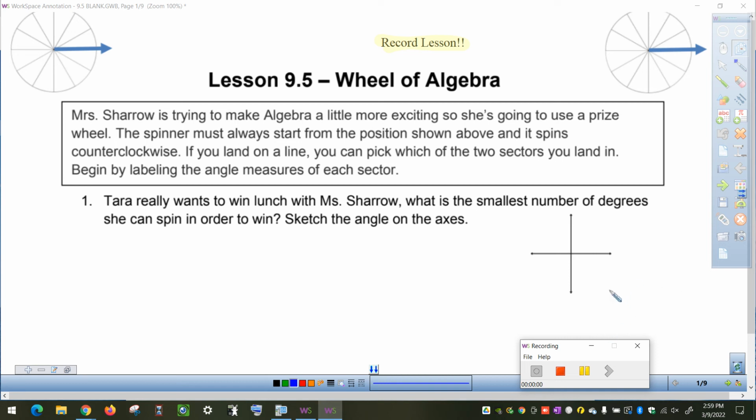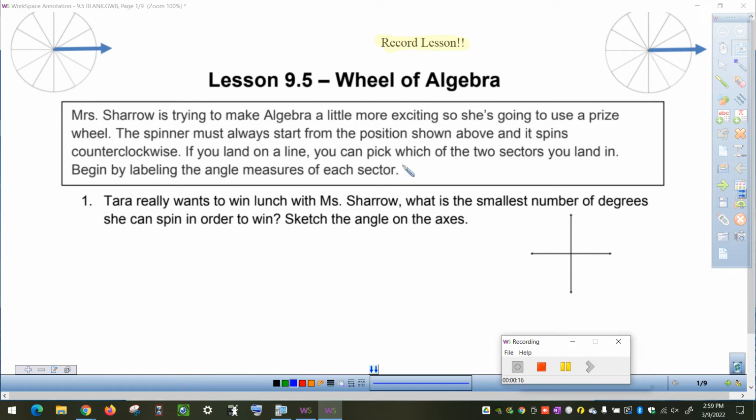All right. So, first question here. It says that Tara really wants to win lunch with Miss Shero. Who wouldn't? What's the smallest number of degrees that she can spin in order to win? So we want to sketch the angle here on the axis.